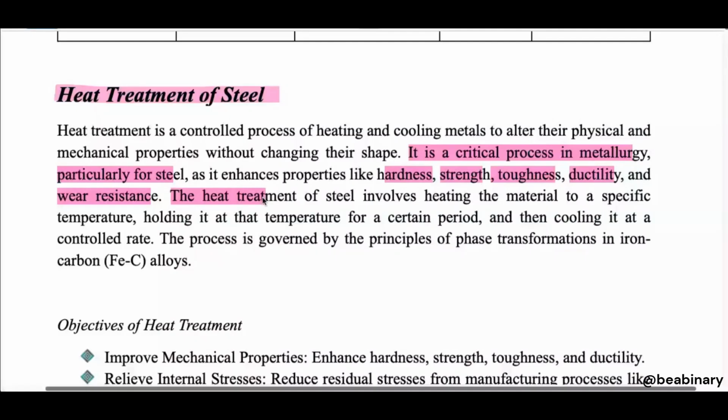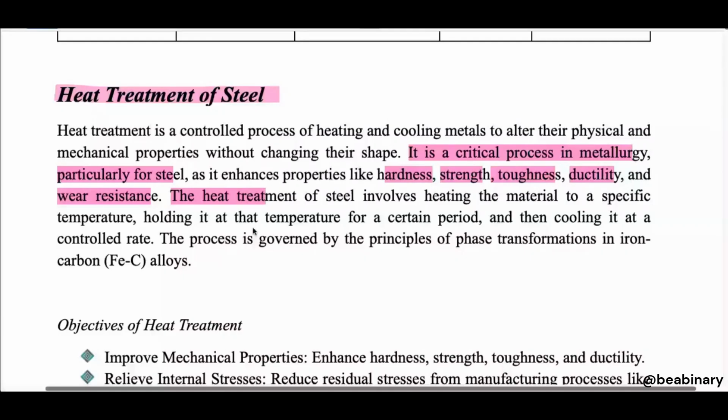The heat treatment of steel involves heating the material to a specific temperature, holding it at that temperature for a certain period, and then cooling it at a controlled rate. Providing the heat is also a controlled process. We must first know what temperature we need to reach, as we cannot go for unlimited temperature rise. We must go only to a certain limit, and that limit is different for different materials and processes.